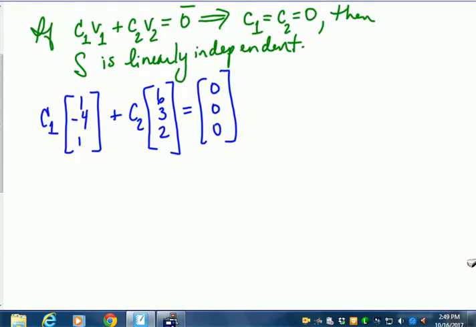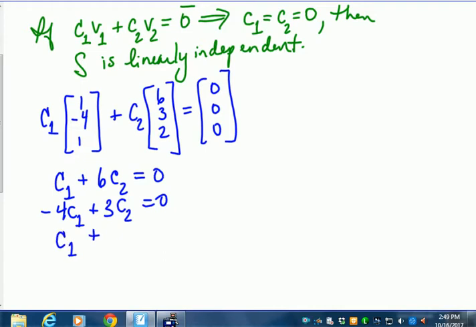If you take that one step further, you're going to get C1 plus 6C2 has to equal 0. Negative 4C1 plus 3C2 has to equal 0. C1 plus 2C2 has to equal 0. You can either solve this system as it is, or you can turn it into a matrix, which is what I want to do.